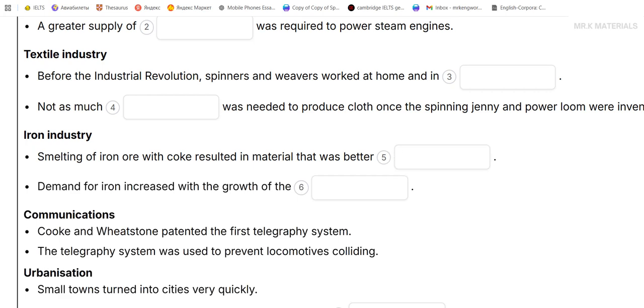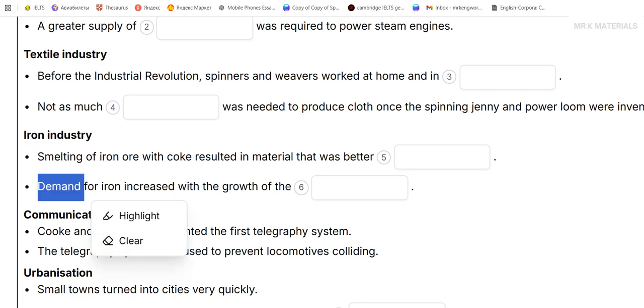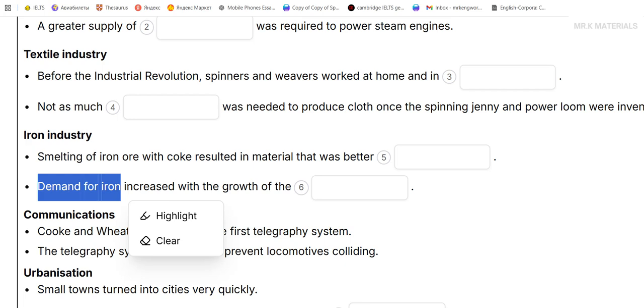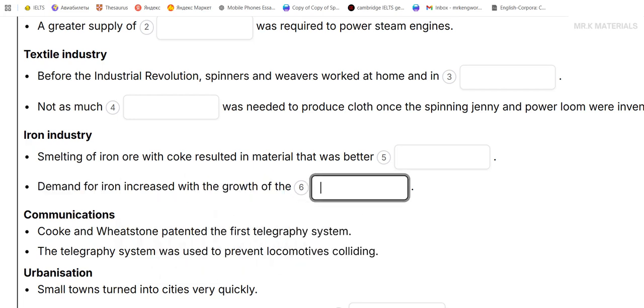Okay, next one I'll have. I can do both at the same time, maybe. Demand for iron increased with the growth of... This is demand. Right now, if you don't have vocabulary, don't worry. You can Google, you can translate, you can understand, remember. Just make sure to learn it. That's it. All right, demand for iron increased with the growth of.